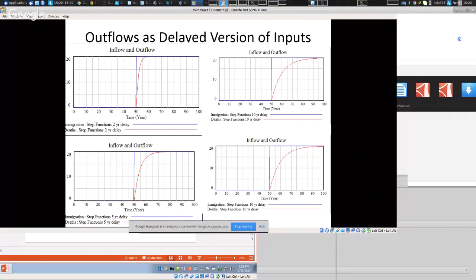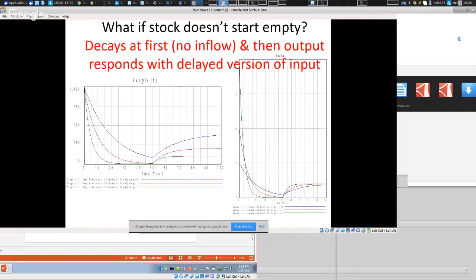Now, when we have different lengths of delay, we get different approximations to this. When we have a delay that's very short, it's a very rapid response. When we have a delay that's very large, it's a slower response. Now, what if the stock doesn't start empty? If the stock started with values in it, while the flow is 0 into it, the first 50 units here, the stock will decay because there's no inflow into it. It'll decay at different rates according to tau, and then it will rebound accordingly.